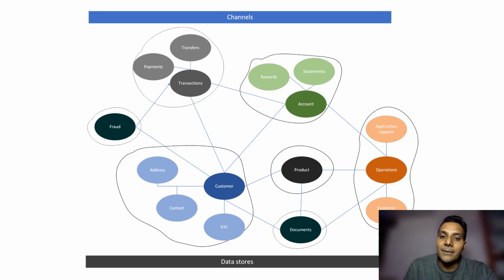Still, there will be use cases where we need to implement logic that goes across bounded contexts. That involves data from two bounded contexts, for example customer transactions or account transactions. In that case, we can use the experience API.